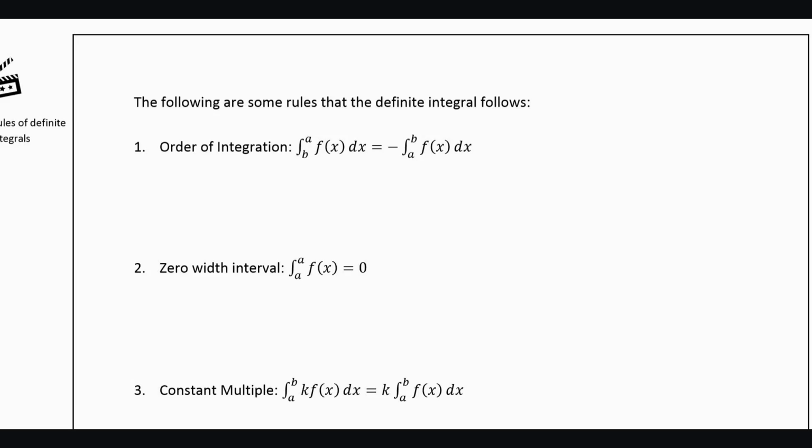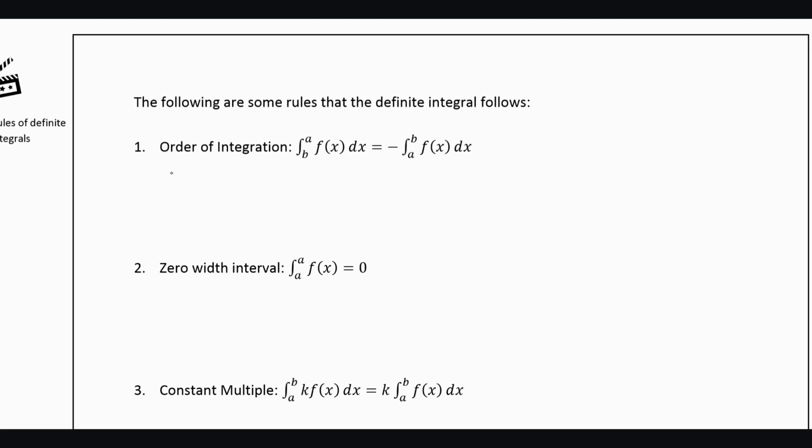Okay, so now we're going to go over some of the properties of definite integrals. The first one has to do with the order of integration. If you have an integral going from b to a of f of x dx, and you want to switch it back to a to b, you just multiply by a -1 out in front. Whenever you switch the limits of integration, putting the bottom one on the top and the top on the bottom, it's equal to -1 times the integral with the limits the other way.